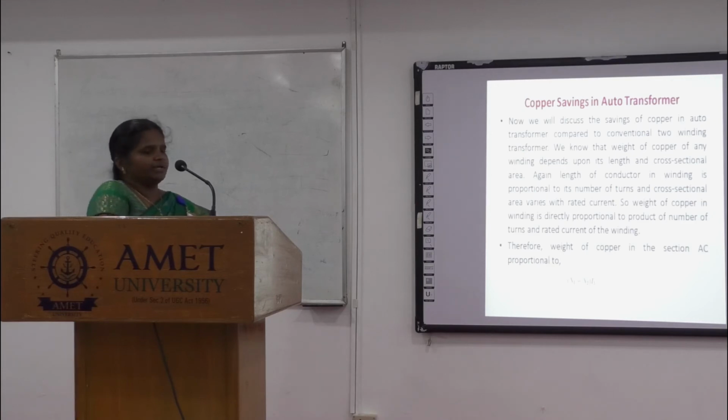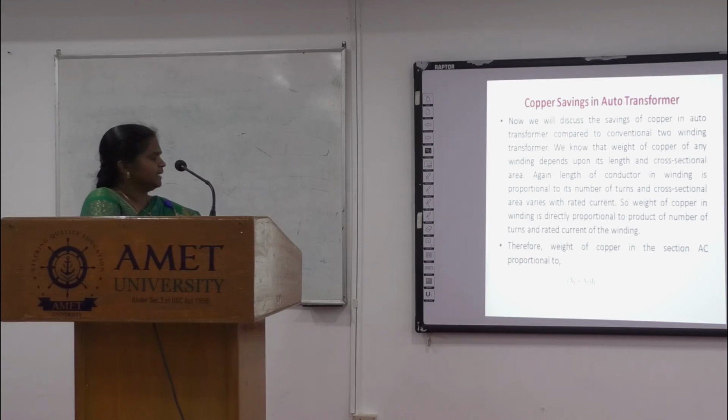Here we know very well that the auto transformer shares one winding as primary as well as secondary, so definitely there will be a saving of copper. Let us discuss how copper can be saved in the auto transformer when compared with the two-winding transformer. The windings are made up of copper. The weight of the copper depends on the length of the winding as well as the cross-sectional area. The length depends on the number of turns, and the cross-sectional area depends on the current rating of the winding.